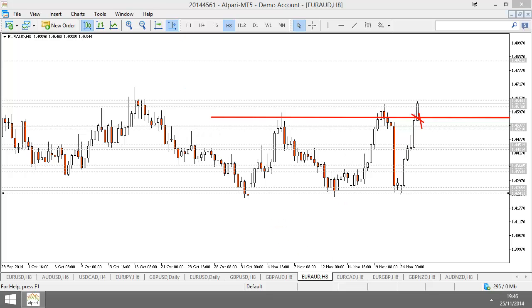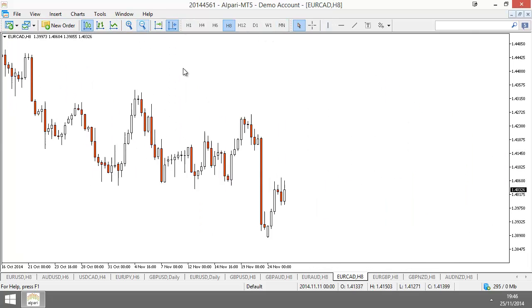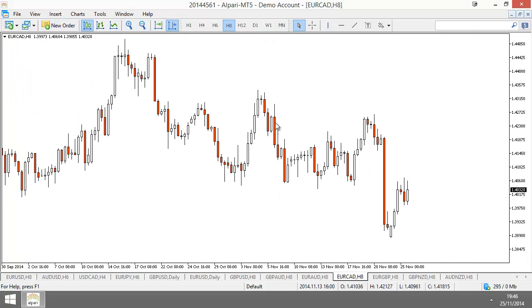So yeah, Euro AUD, we played some support resistance areas. It was pretty straightforward, pretty quick. Let's look at Euro CAD. This pair looks a bit messier, so it might be a bit more of a challenge.